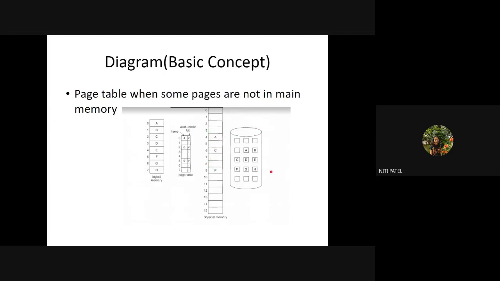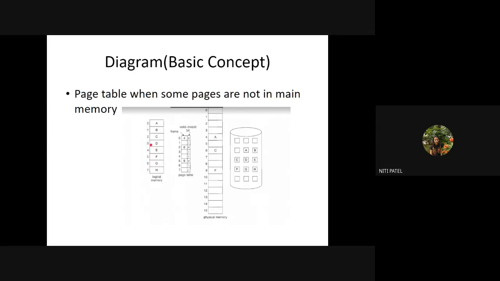You demand the pages from the secondary memory, and then using the concept of demand paging, you load only those many pages which are required. So see, this is your logical memory: A, B, C, D, E, F, G, H. What are these? These are the pages. These are nothing but the references or the numbers to those pages.